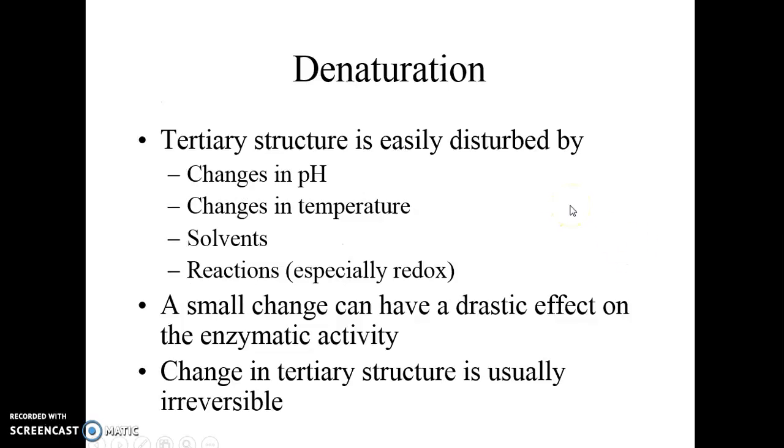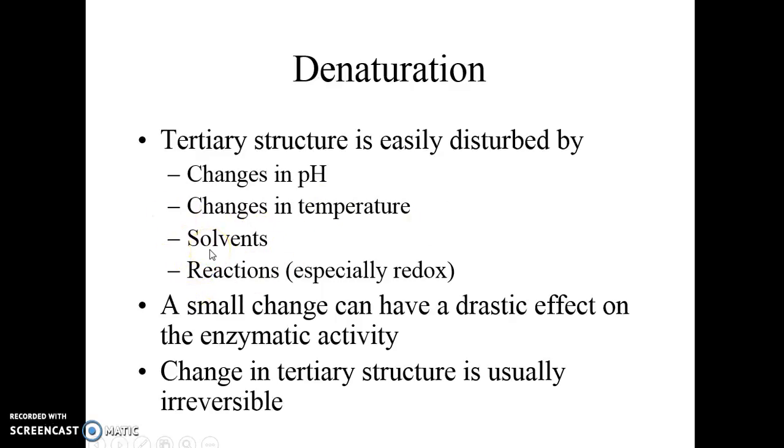So tertiary structure is easily disturbed by changes in pH, because that will change ionic linkages, that will change hydrogen bonding, that will disrupt any alpha helixes or beta pleated sheets that are part of the protein structure. Changes in temperature will cause tertiary structure to be messed up. If you get it too hot, the protein molecule will wiggle so much that hydrogen bonds and other linkages can be broken. If you get it cold, it might crystallize and break certain linkages.